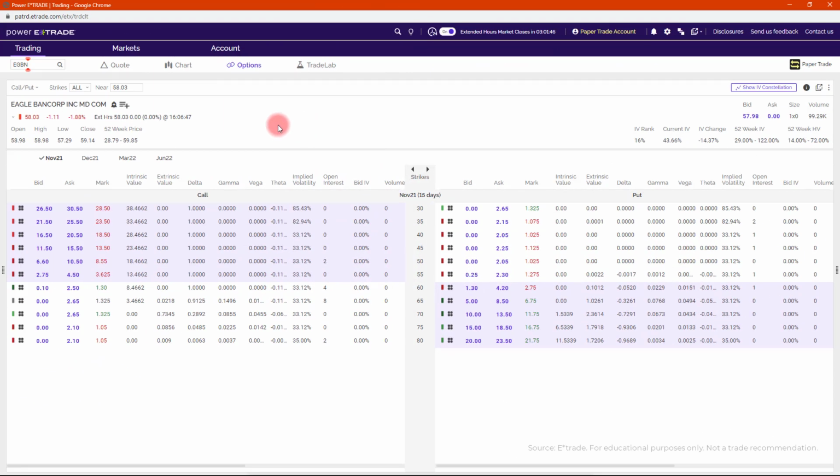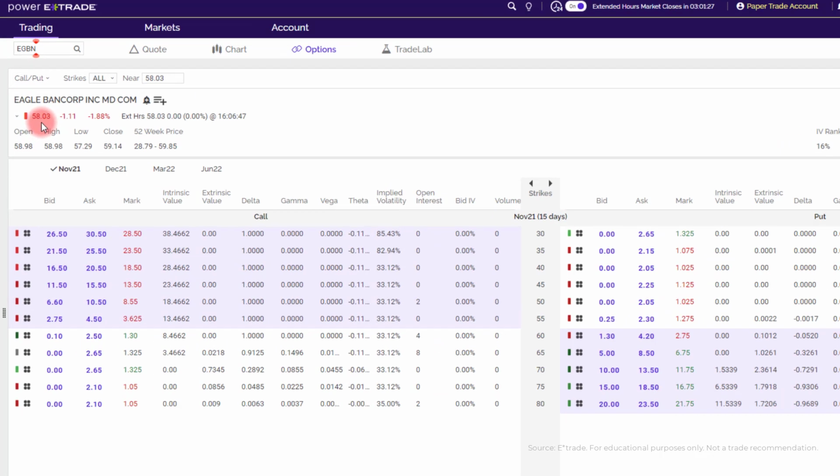So now we're into the E-Trade platform, and I'm going to start with a stock called Eagle Bank Corp, ticker EGBN, and I'm picking it because it's not a real widely followed stock. It is an optionable stock, which means it does have options trading on it, but it's also not a real expensive stock or a real volatile one.